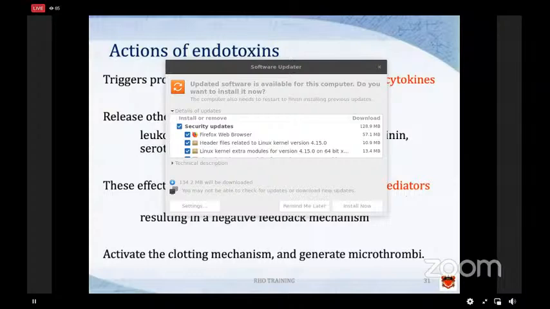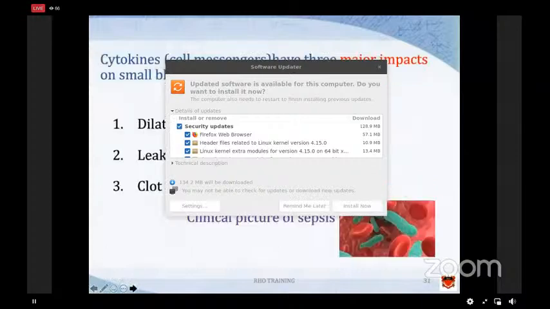Because of the activation of the pro-inflammatory pathway, there will be a gush of inflammatory mediators like TNF-alpha, leukotrienes, lipoxygenase products, histamine, and bradykinin, which will give rise to the clinical picture. At the same time, activation of the anti-inflammatory pathway results in a negative feedback mechanism. Activating both together gives rise to the clinical picture of sepsis.